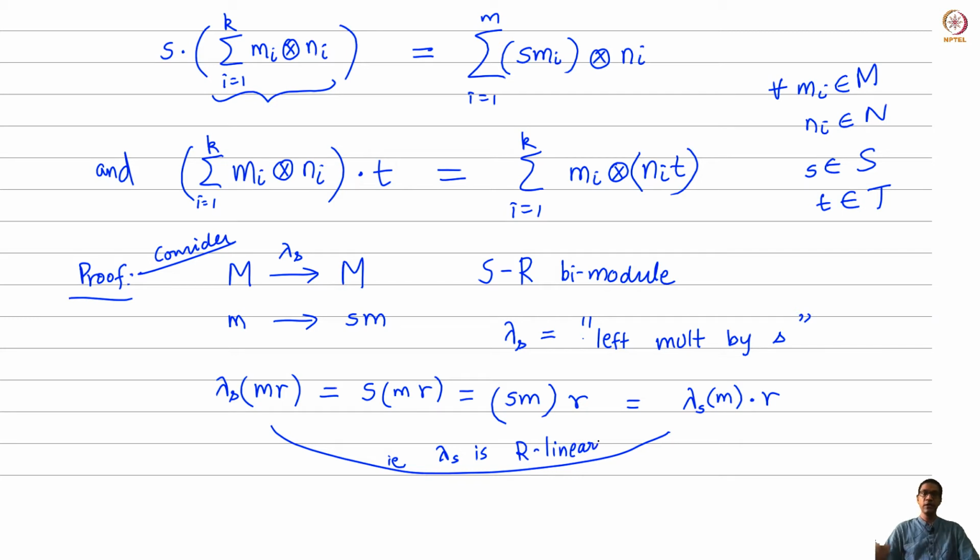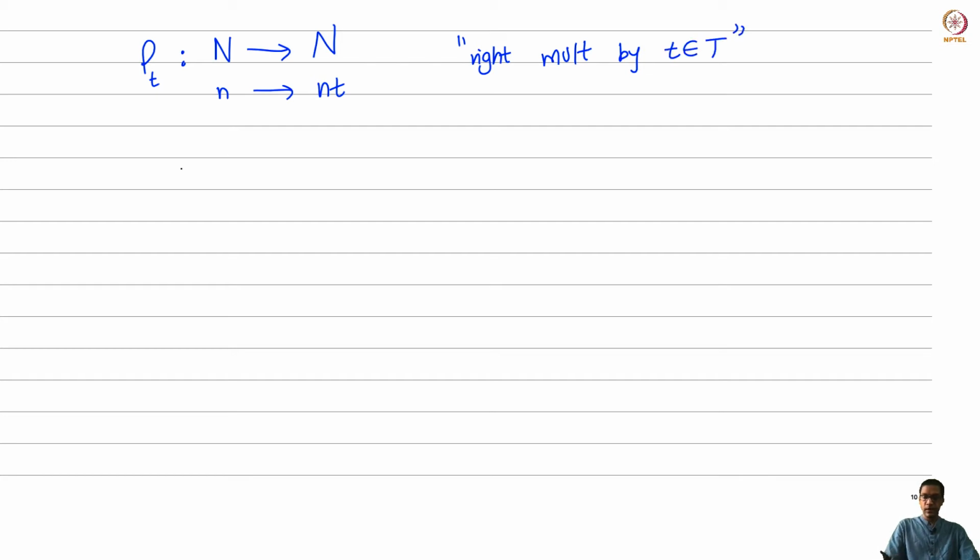Okay, it's an R linear endomorphism of M, if you wish. Similarly, we have a right multiplication by T map. So similarly, let's also define the right multiplication map. This is from N to N, which takes n to nT. And again, this map is also R linear for the same reason.